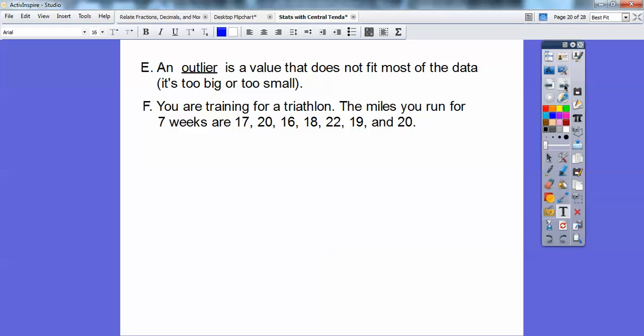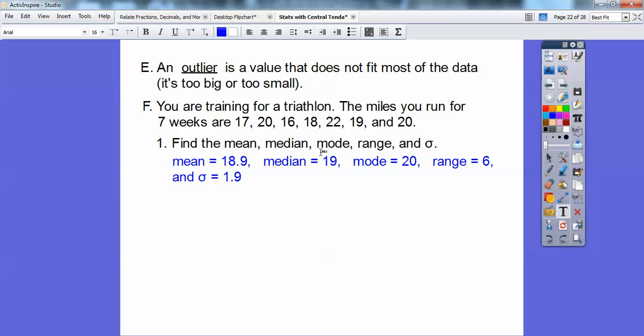So here's an example. You are training for a triathlon, and the miles that you run for 7 weeks are 17, 20, 16, 18, 22, 19, and 20. Okay, so find the mean, median, mode, range, and standard deviation of all of that. I've already calculated that, I'm just saving time in this video right here. I've already calculated all of those.